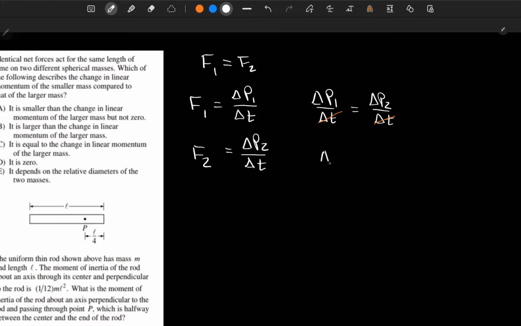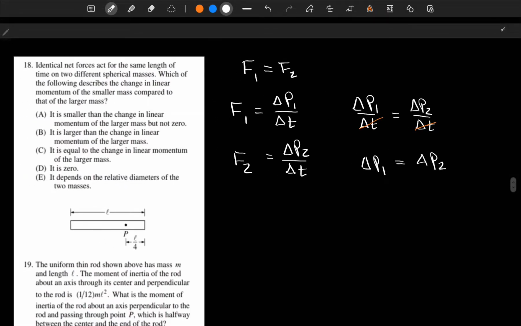What we find then is that the change in the first mass's momentum should be exactly equal to the change in the second mass's momentum. So the answer here is C, as we found that the change in the linear momenta of the two masses, independent of the actual values of their masses, is equivalent.